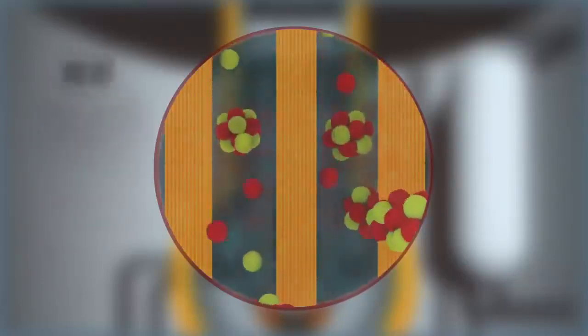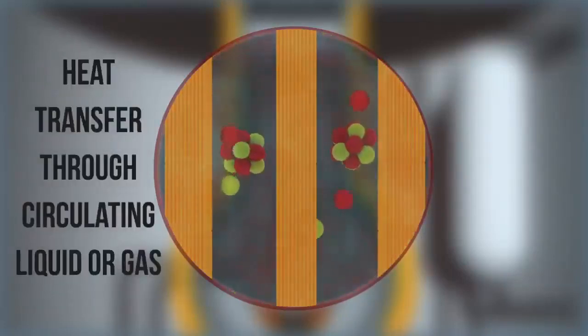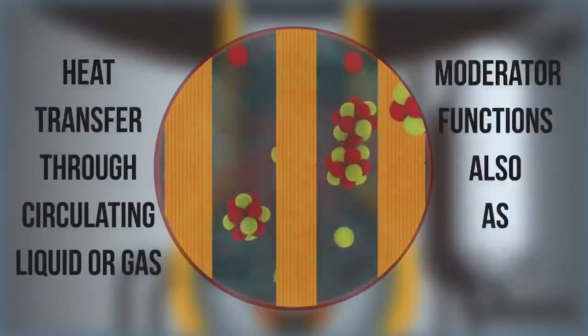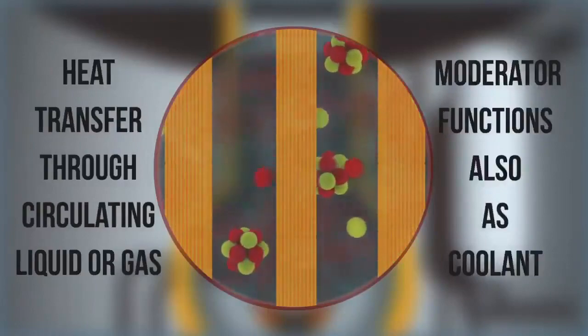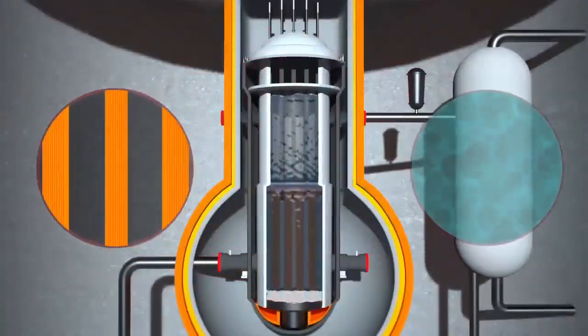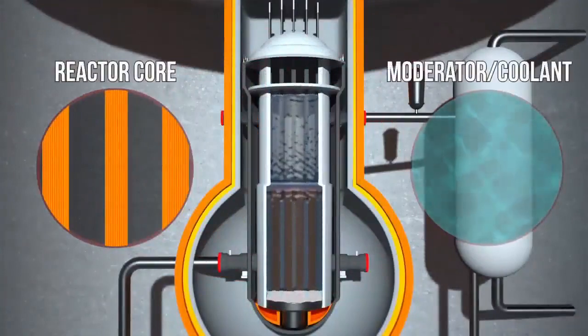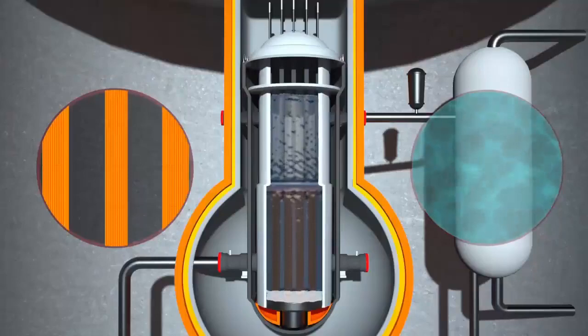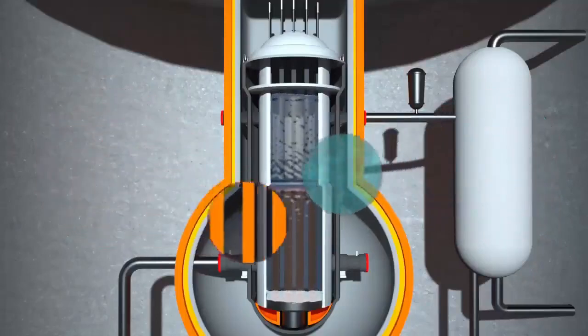A liquid or gas circulates through the core so as to transfer the heat from it. In light water reactors, the moderator also functions as a coolant. Usually, a robust steel vessel contains the reactor core and moderator or coolant, but it may be a series of tubes holding the fuel and conveying the coolant through the moderator.